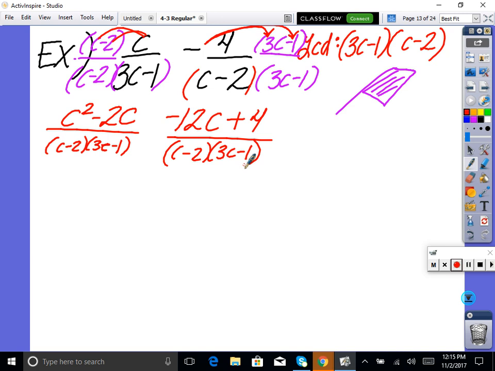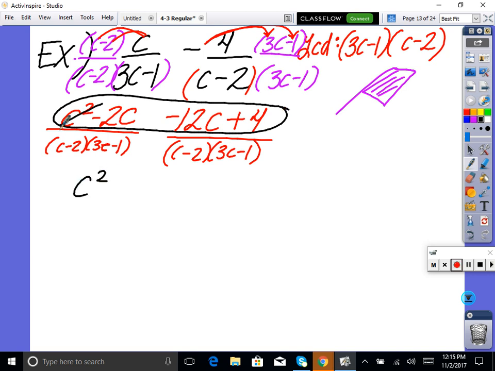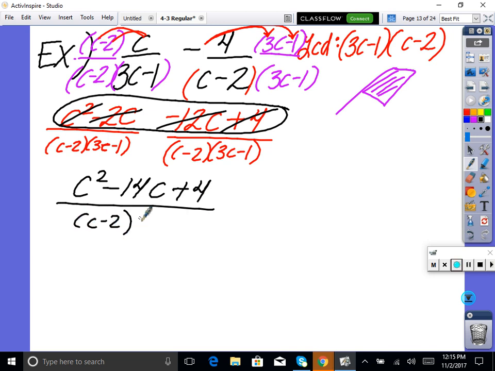Now look at your denominators. They're the same, so we can combine our numerator. You have to combine the numerator before you simplify. We have a c squared minus 2c minus 12c. Isn't that minus 14c's? And then plus 4. That's all over c minus 2 and 3c minus 1. Is everybody caught up to me mentally?